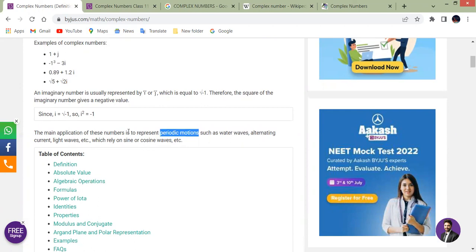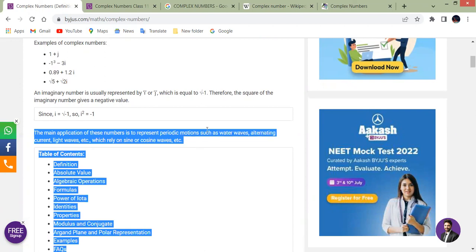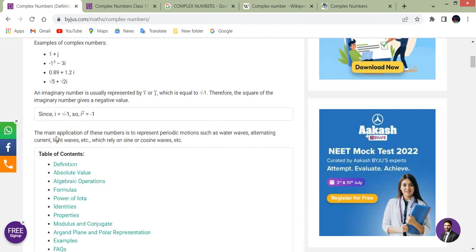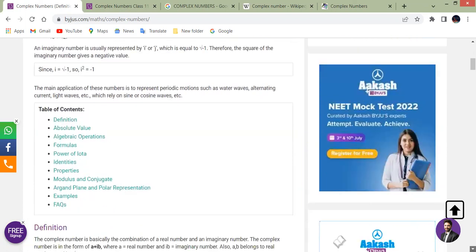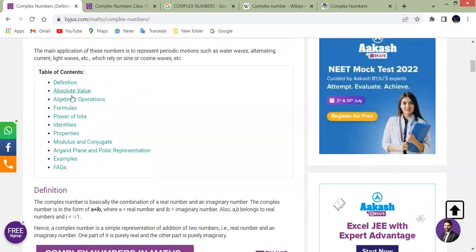There are some applications of complex numbers. They are used in periodic motion such as water waves, alternating current, and light waves, which rely on the sine and cosine of waves. Here we will discuss gradually the definition of complex number, absolute value, algebraic operations, formulas, power of iota, identities, properties, modulus and conjugate, argand plane and polar representation, examples, and some of the queries related to complex numbers.